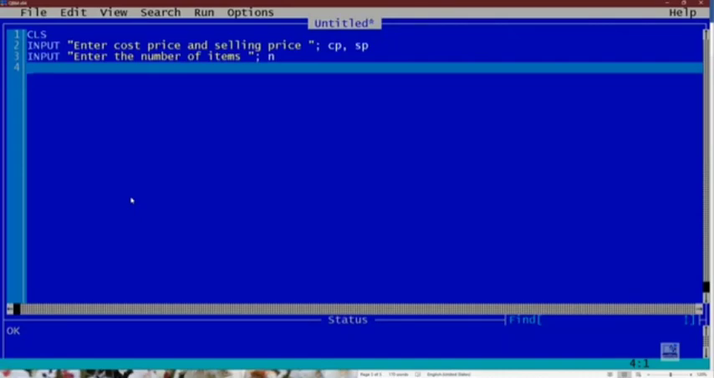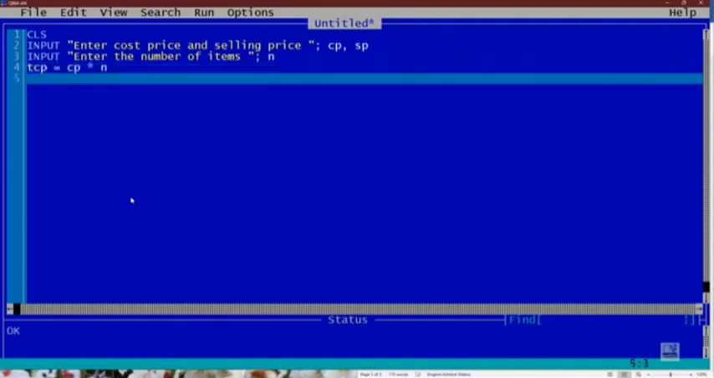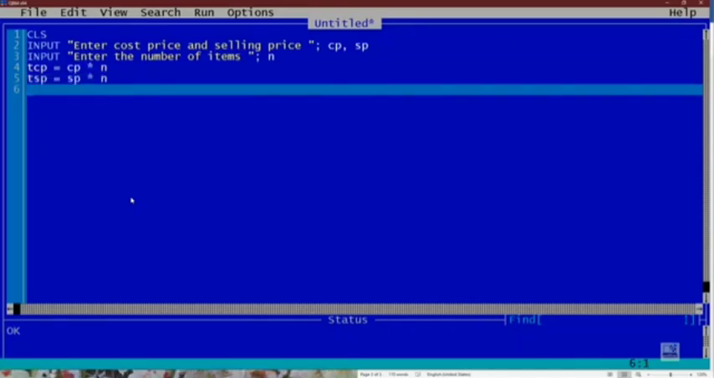After that you need to calculate the total cost price and total selling price. So total cost price is equal to cost price into N. Total selling price is equal to selling price into N. Okay, CP and SP, they are the cost price and selling price for one item. If you multiply that with the number of items, then you get the total cost price and total selling price.